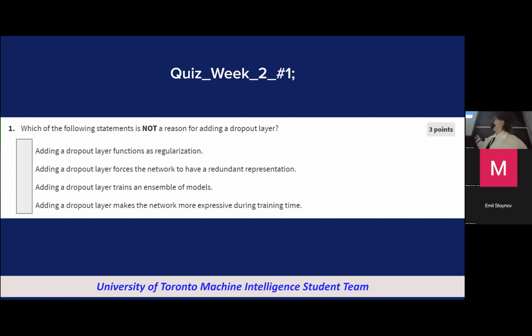And I will tell you the third option is also one reason for adding a dropout layer, because adding a dropout layer trains an ensemble of models. Sometimes you have multiple models and you put them together. That's when you add dropout, because different models pick up different characteristics, and you don't want to take all of those. You still want to take the most important part of that algorithm and pass it to the others. So that's why we also add a dropout layer.